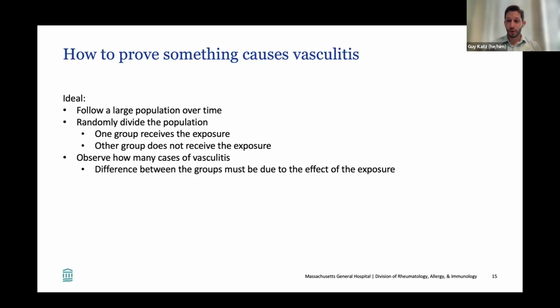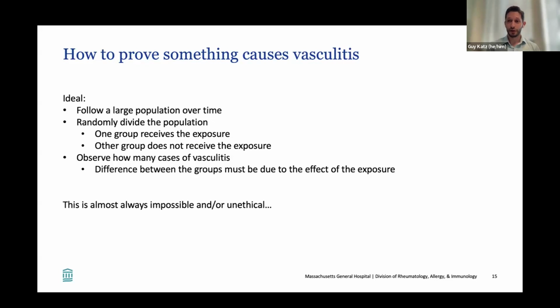This is the best way to know that something causes anything, and it's how we know that drugs work. We do large randomized controlled trials that tell us exactly that. The people who got the drug did better, so we know that the drug improved the outcome. The challenge is this is really impossible and or unethical when it comes to determining if something causes a disease like vasculitis. Let's take, for example, tobacco.